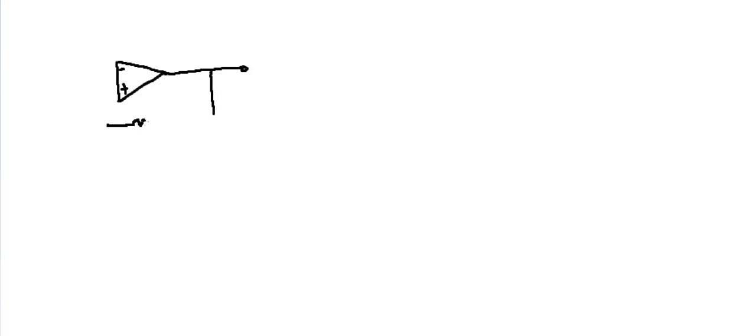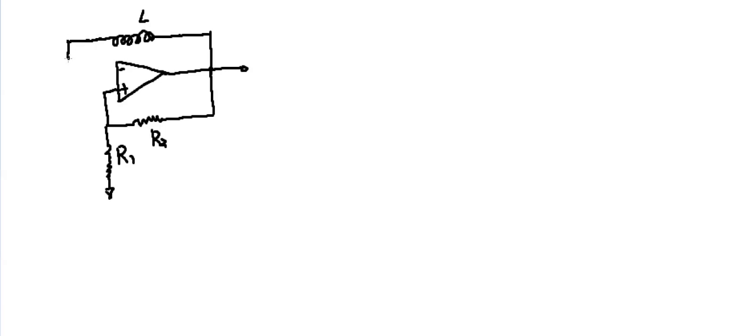So we have one resistor and another resistor on the feedback loop. They are connected to the positive terminal. We call this R1, this R2. And then there will be an inductor and resistor on the negative feedback loop. So here we will have an inductor, which is L, connected with a resistor. Let's call it R3. And then they are connected to the negative input.